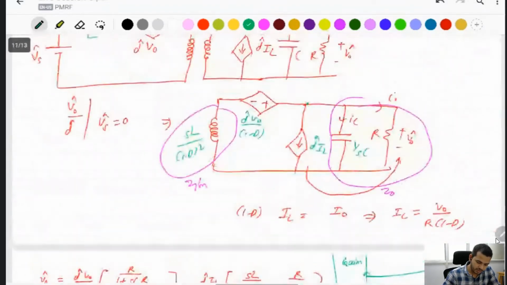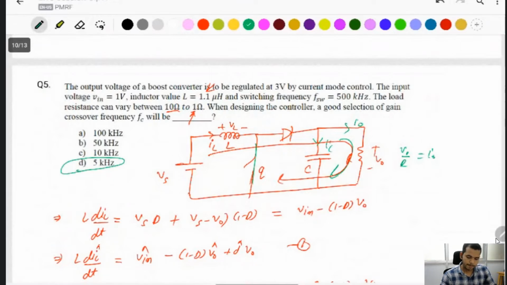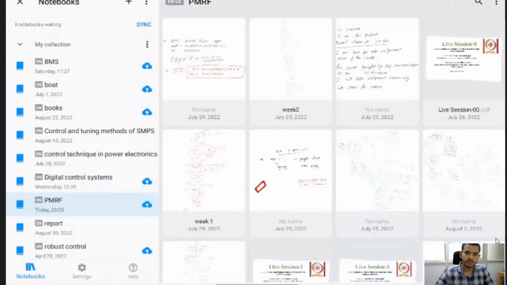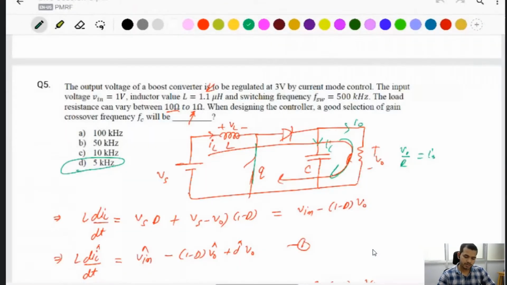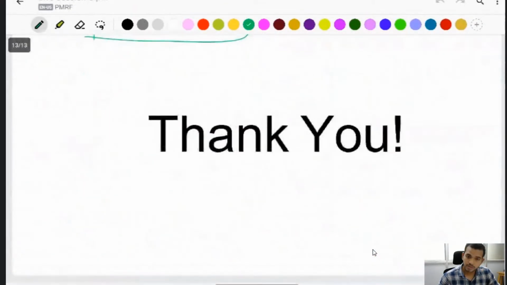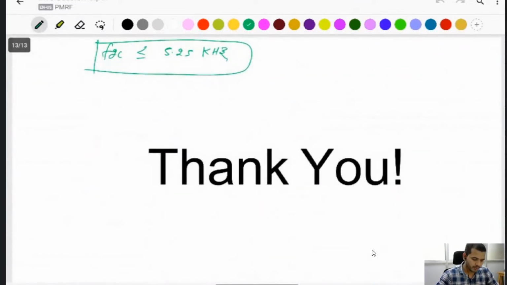It means question number this one, gain crossover frequency. Okay, everyone. This is the last question, I think, for this session. Only 5 questions here. And thank you, everyone.